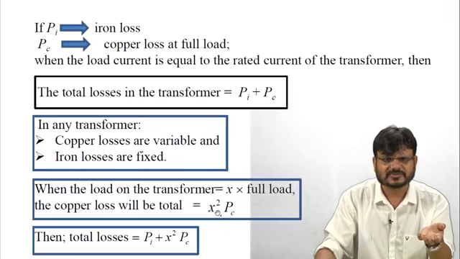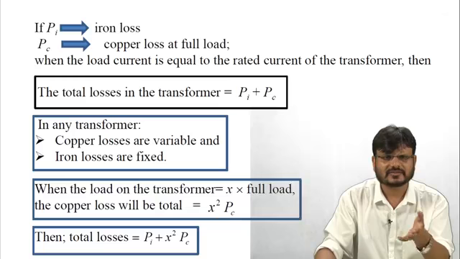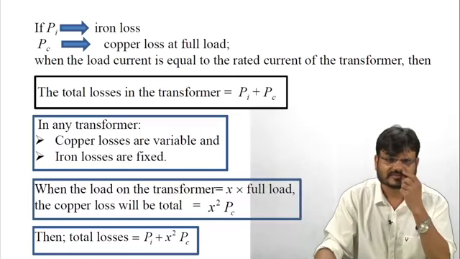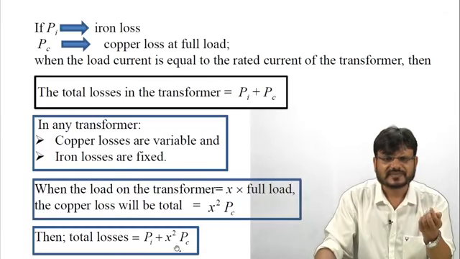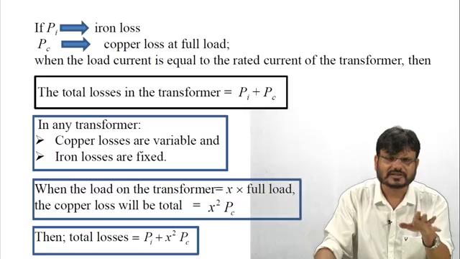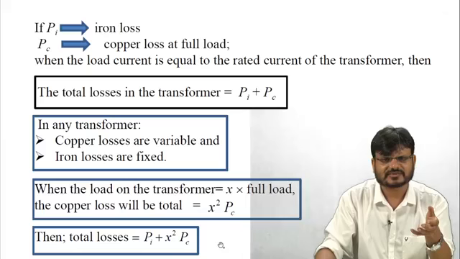Sometimes in some books it is written as N square PC. So X and N are all the same; N and X show the fractional load. So at any particular load, the total losses can be written as Pi plus X square PC, because Pi is the iron losses, which are constant losses. They do not depend on the load. So total losses is equal to Pi plus X square PC.